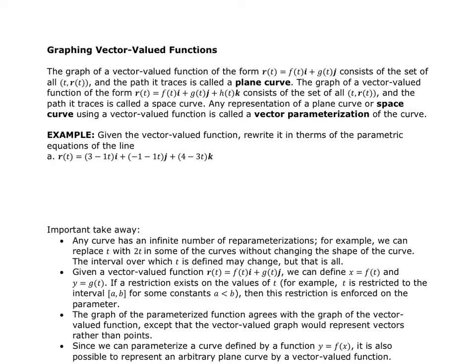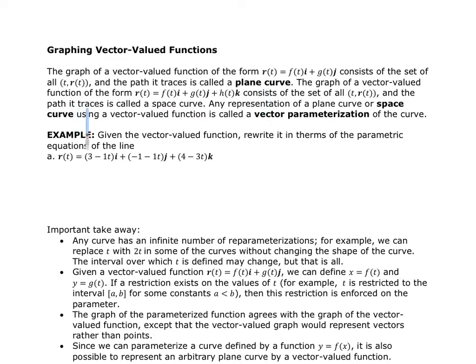When we're graphing a vector-valued function, if we only have i and j, the graph would be of the form t, r of t, where t is the input and r of t is the output. The path that it traces is the plane curve.